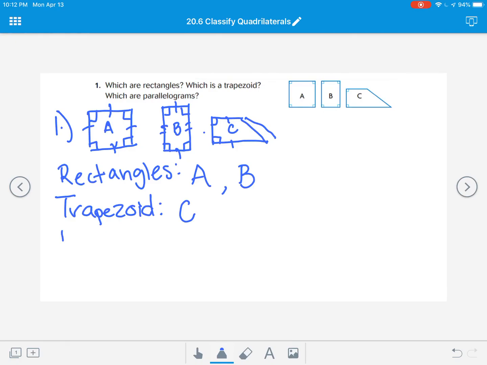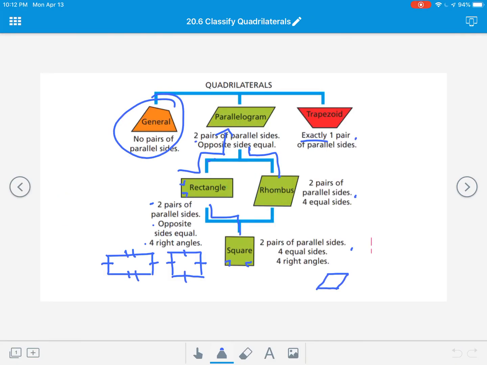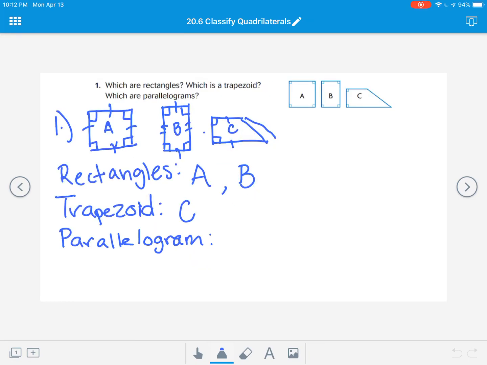And last but not least, parallelograms. Parallelograms need to have 2 pairs of parallel sides, and the opposite sides need to be equal. So looking here, we already know that figure C is a trapezoid. It only has 1 pair of parallel sides. We already determined that A and B have 2 sets of parallel sides. So both A and B, again, are going to be parallelograms.